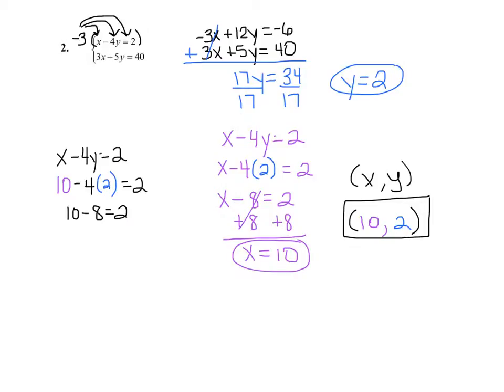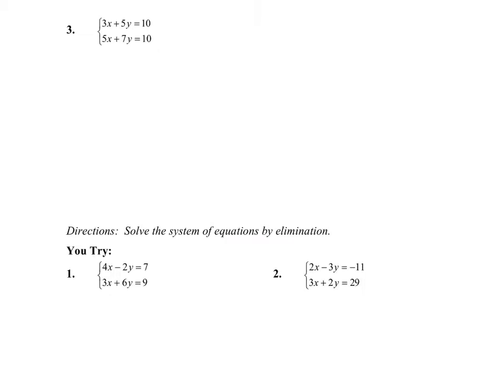All right, let's do one more problem together. Let's look at number 3. It says 3x plus 5y equals 10, and 5x plus 7y equals 10. And if you notice here, you want to find the least common multiple. So let's look at our x values. We have 3x and 5x, and then our y values are 5y and 7y.